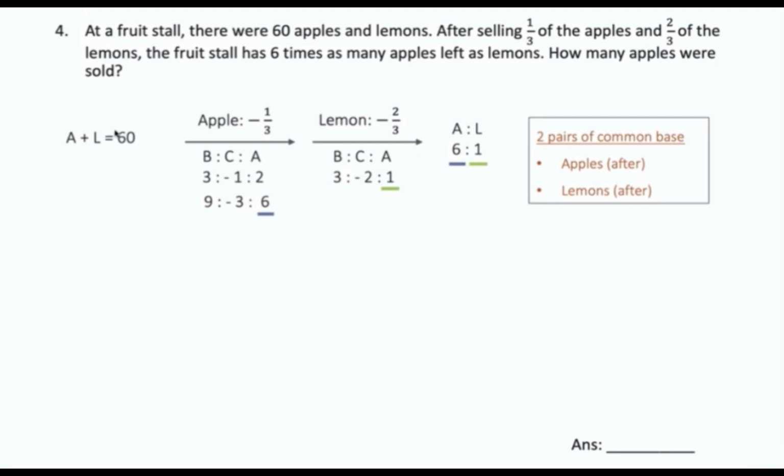And that is the beginning. So we are talking about the beginning of apples, 9 units, plus the beginning of lemons, 3 units, together gives you 60. So 9 plus 3 units gives you 60. So 12 units is 60, 1 unit is 5. Okay, those who got wrong, do you know what? Do you get 5? Did you get 1 unit is 5?